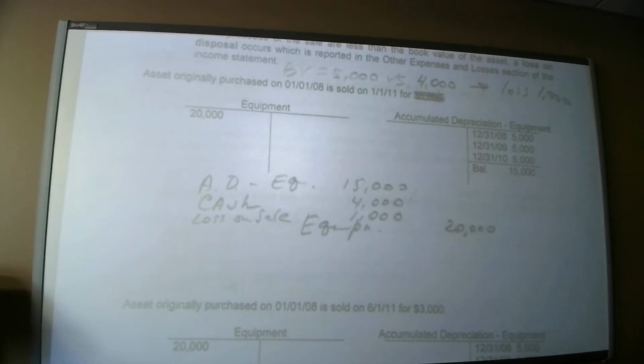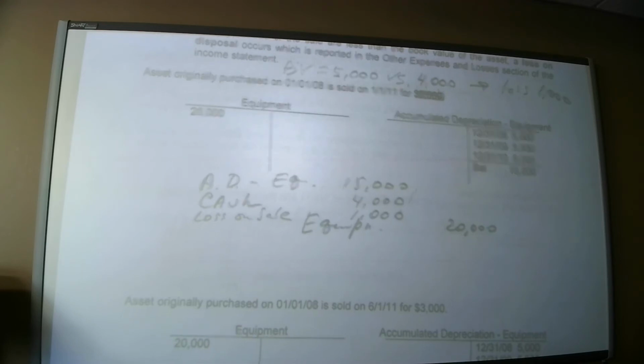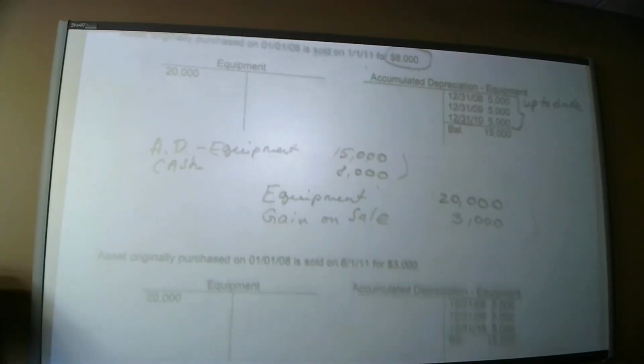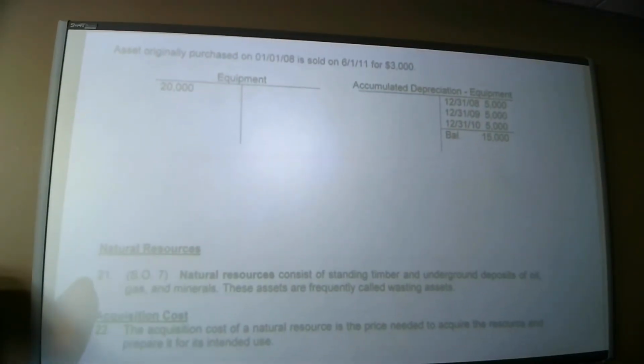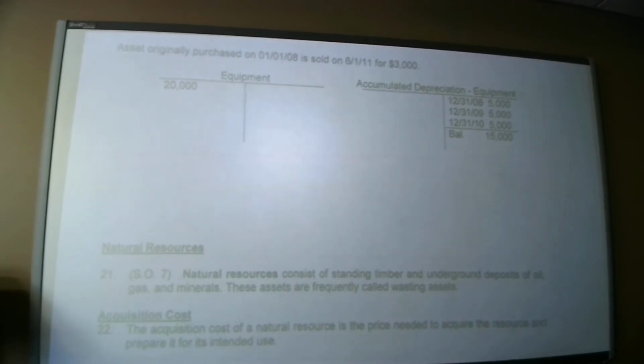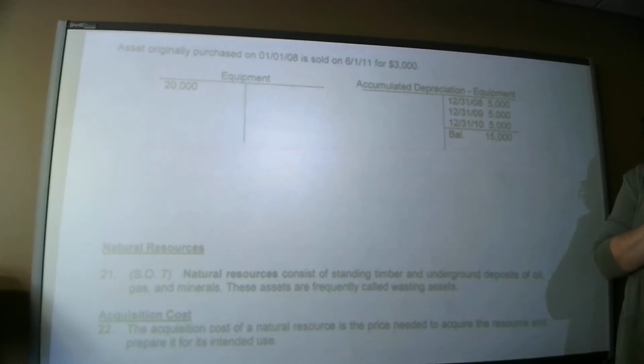Can we move on one more step? Okay, let's get one more step over. So this one, asset originally purchased on 1/1/08, sold on 6/1/11 for 3. So tell me guys here, what is different, or what do you need to pay attention to? The date it was sold on. Yeah, the date. What's funny about the date? It's in June, so it's not January.